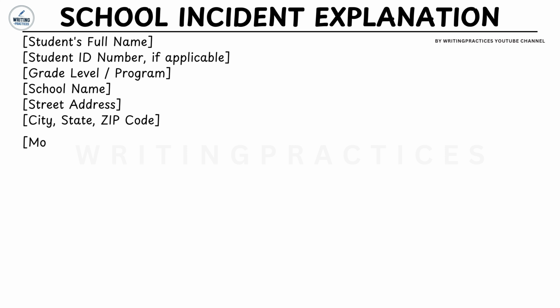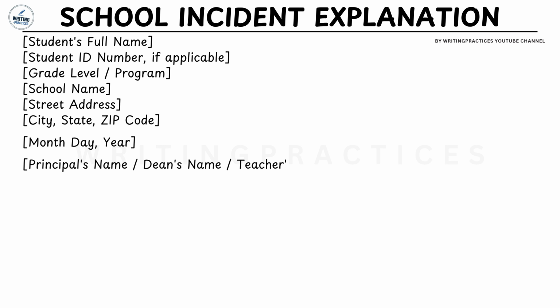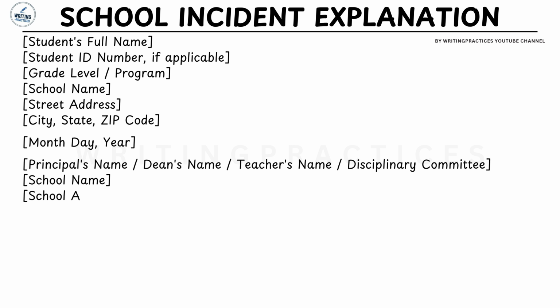Date. After your information, write the date, for example, June 10, 2026. The date establishes when the explanation was submitted and helps document the timeline of the incident review process. Recipient information. Next, write the details of the school official reviewing the matter. For example, Dr. Sarah Mitchell, Principal, West Valley High School, 1250 Education Drive, Phoenix, AZ 85016. This ensures that the explanation is directed to the appropriate person or committee.